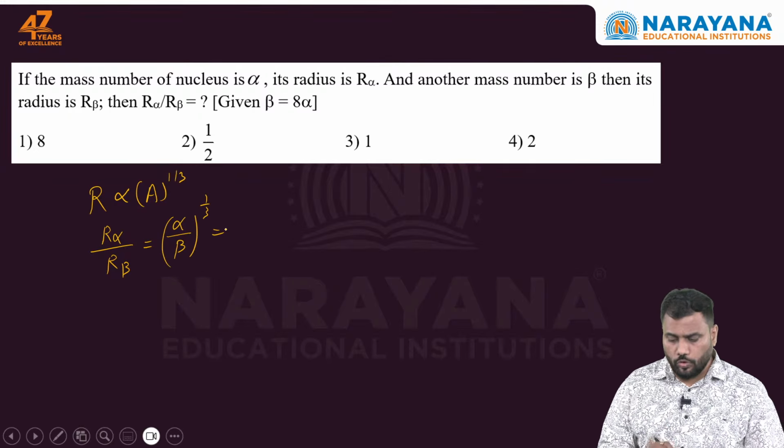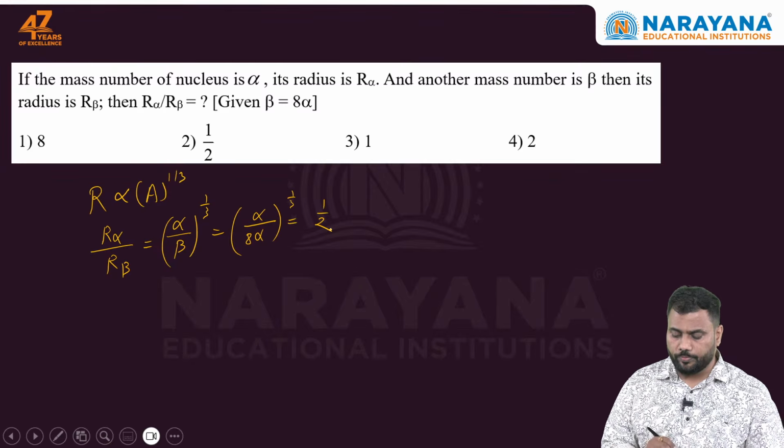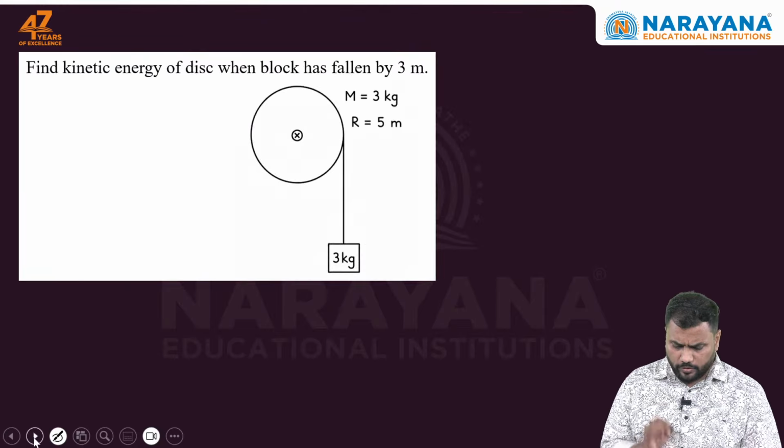The question is also providing us beta is equal to 8 alpha. So I am going to write beta as 8 alpha, and the cube root of this is going to be 1 by 2. Hence the correct answer of this question should be the second option. Let's go to the next question.